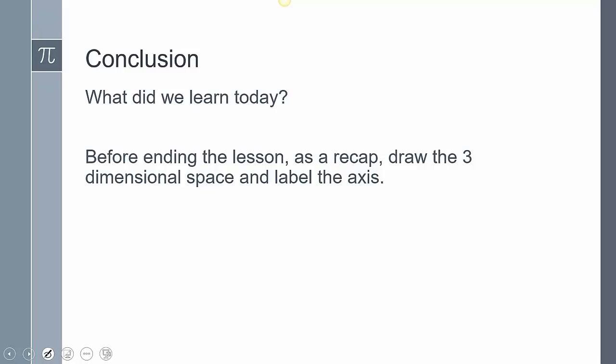Now, before ending the lesson, as a recap, what I want you guys to do is draw that 3-dimensional space and label the axes in your notes. Make sure that it's there.